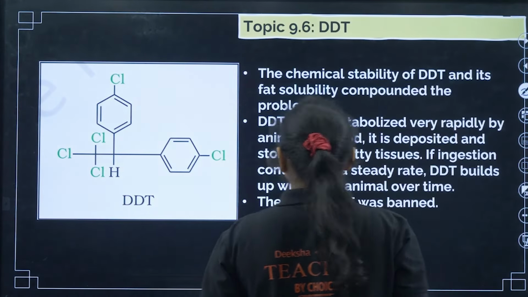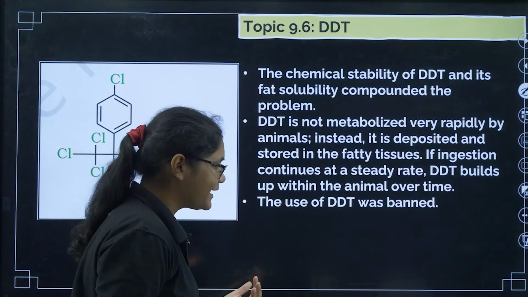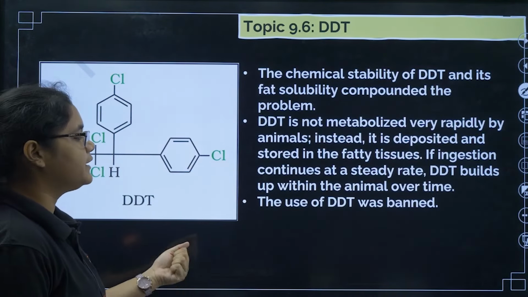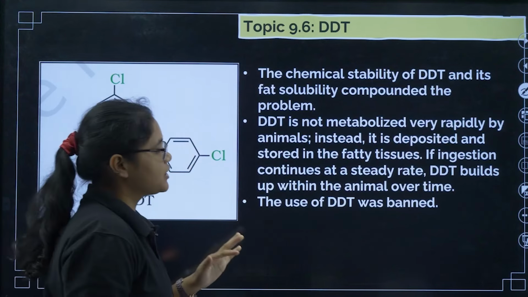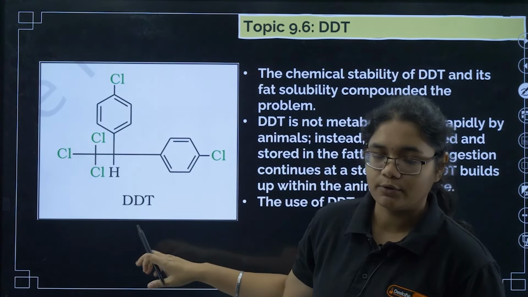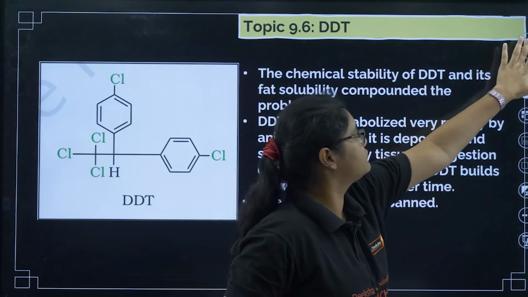Next we have DDT. It is a compound which was used as an insecticide a long time ago, but due to its non-biodegradability it was banned. Okay, but the structure of DDT you should remember, this is the structure of DDT. So with this I have completed the one shot of this chapter.